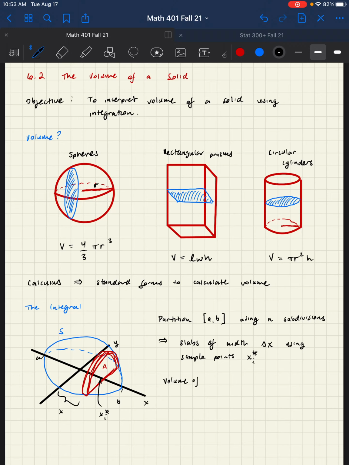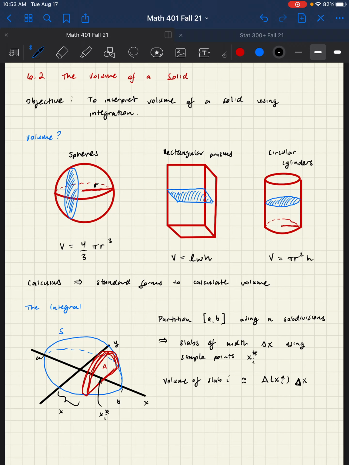And so the volume of the slab is the area at x sub i star times delta x. And this makes sense, right? Because we're thinking about this slab as having some tiny thickness, and the area makes it a prism. It's a very thin prism.